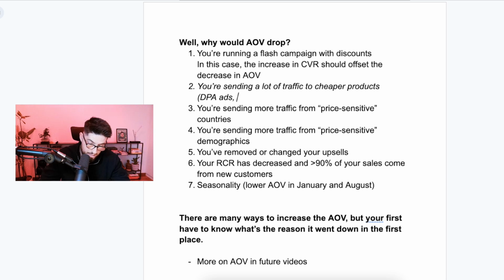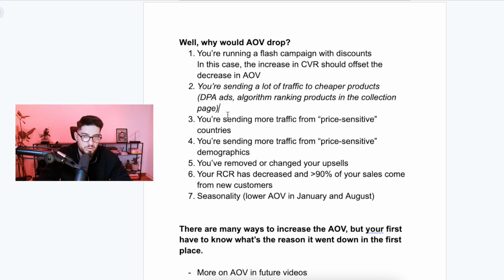And then the algorithm ranking products in the products in the collection page. Some of my clients have a specific internal algorithm to rank the products based on a whole lot of variables, from best selling to shipping times, etc., stock and everything. So the algorithm is ranking cheap products, and then the DPA is spending money on cheap products, and so people go to cheap products and my AOV is lower, so I'm not profitable on ads. That's it. So if I have this problem, I better be quick to find that this is the bottleneck.